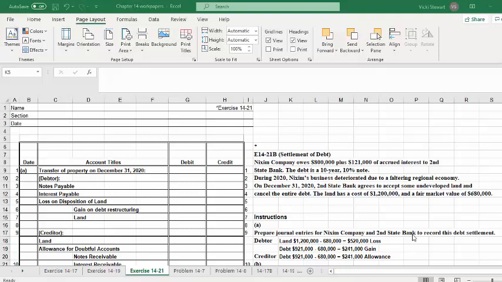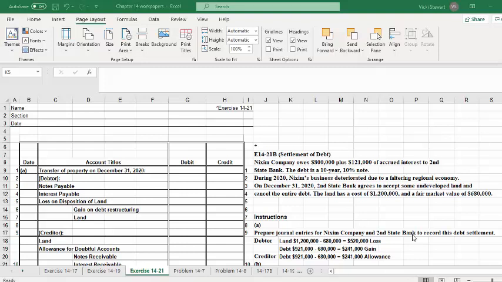This is a demonstration of Exercise 1421B, Settlement of Debt. Nixum Company owes $800,000 plus $121,000 of accrued interest to Second State Bank. The debt is a 10-year, 10% note. During 2020, Nixum's business deteriorated due to a faltering regional economy. On December 31, 2020, Second State Bank agrees to accept some undeveloped land and cancel the entire debt.